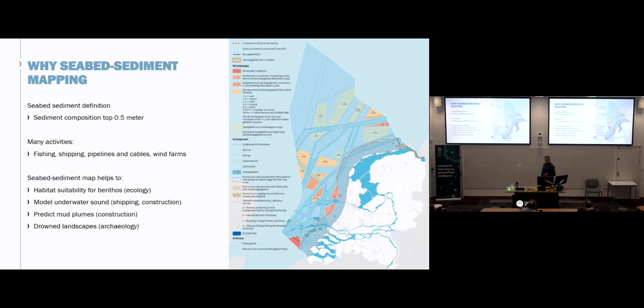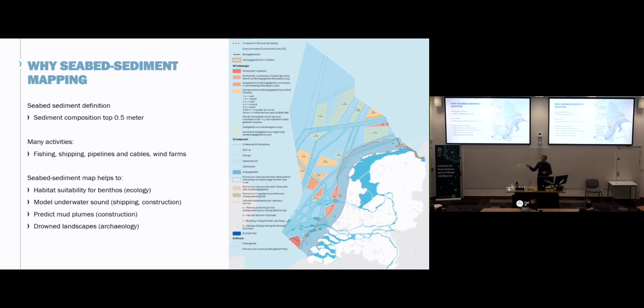So maybe on the application side, why do we need a seabed sediment map? Lots of fishing, shipping going on, a lot of construction at the moment. So seabed sediment is really important for animals. The benthos is seafloor dwelling animals that live there. And so for ecological studies, it's used a lot. And it's really in high demand now for the construction side.